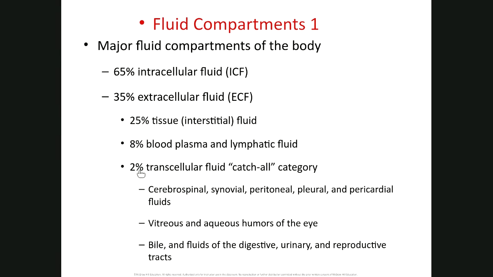2% is transcellular fluid, or catch-all, which includes CSF, synovial fluid between the joints, peritoneal in the abdomen, pleural in the thoracic cavity, pericardial in the heart, vitreous and aqueous humor of the eye, bile, and fluids of the digestive, urinary and reproductive tracts. These are only 2%. And we always talk about this. Imagine that's only 2% of an actual 35% ECF. So take note of that.